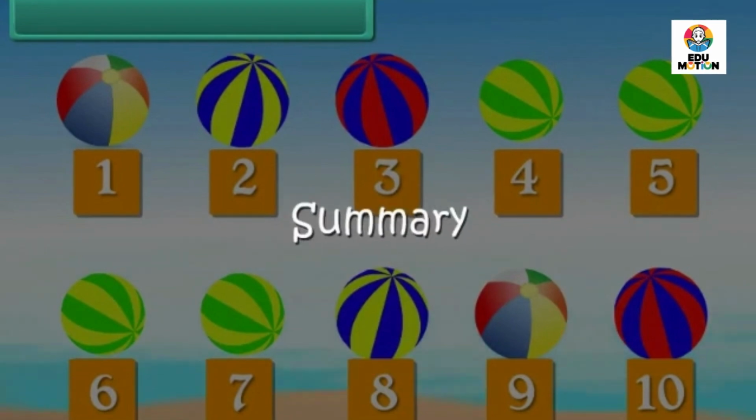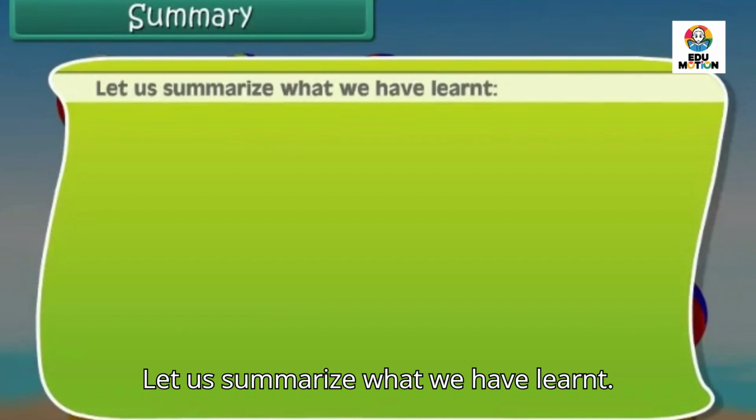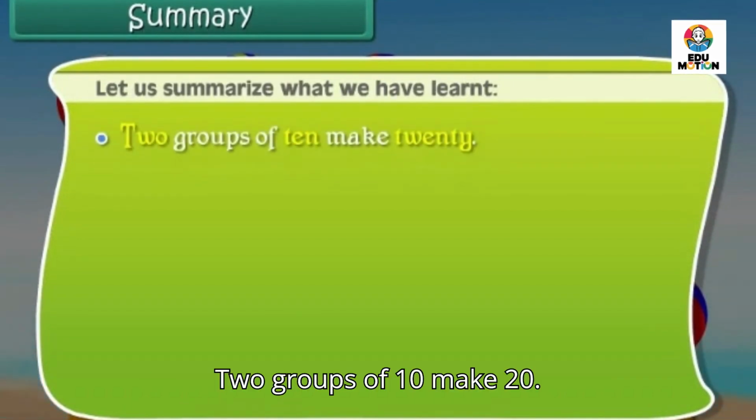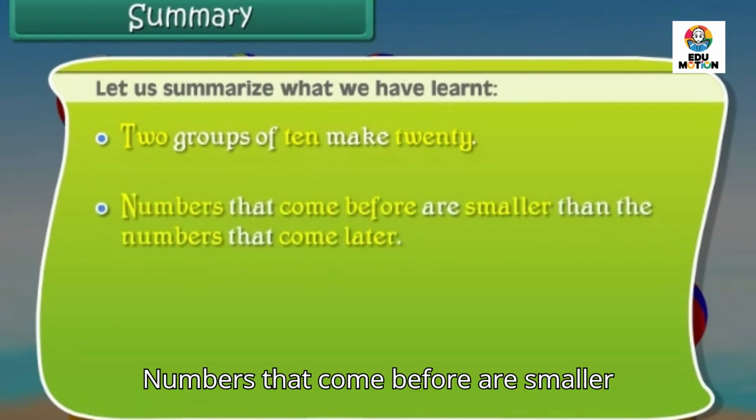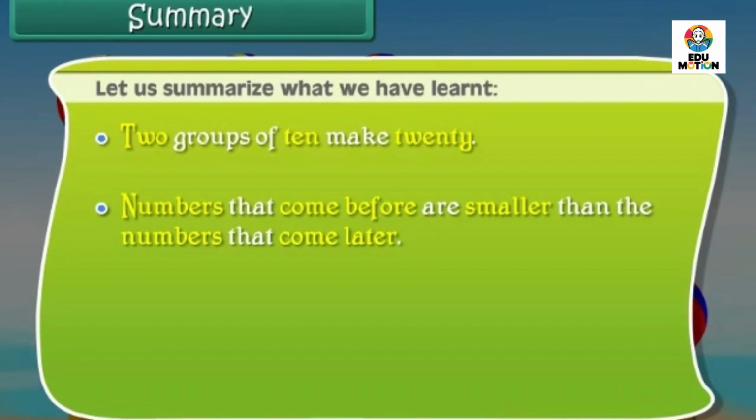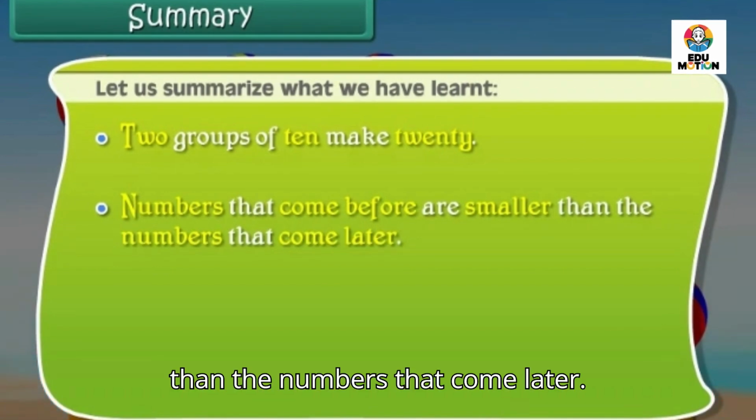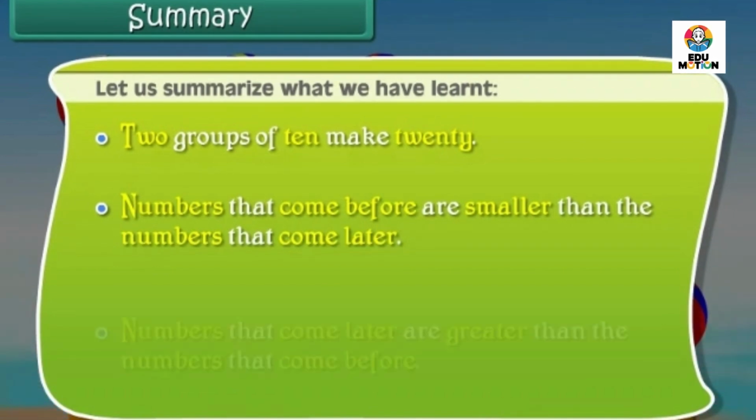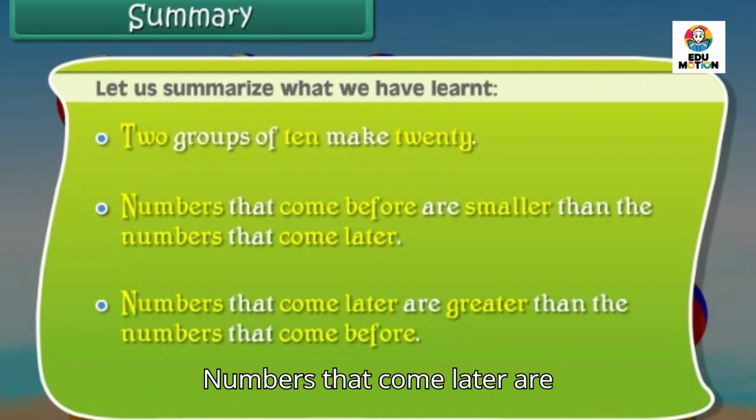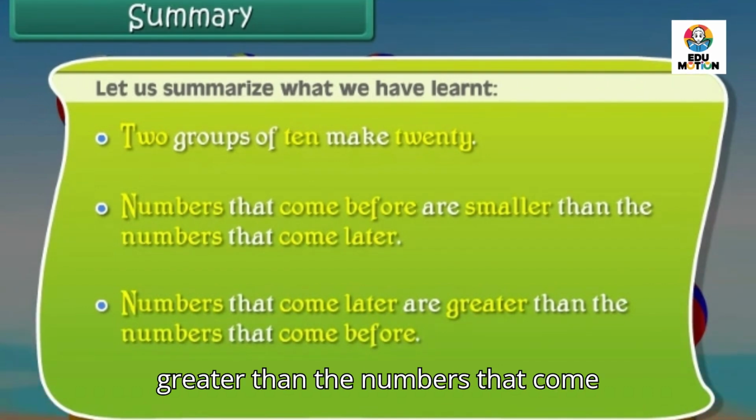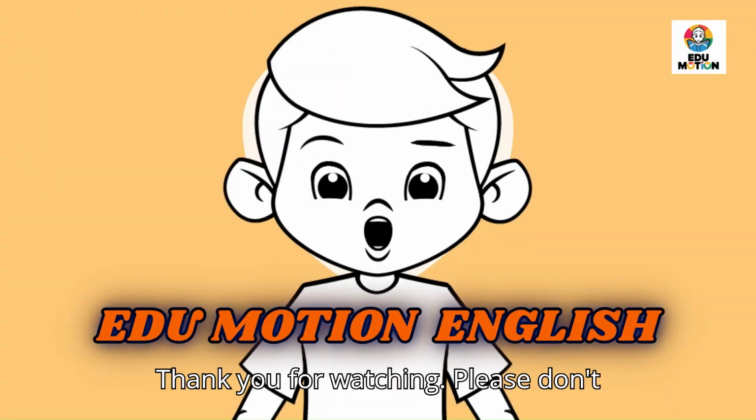Summary. Let us summarize what we have learnt. 2 groups of 10 make 20. Numbers that come before are smaller than the numbers that come later. Numbers that come later are greater than the numbers that come before.